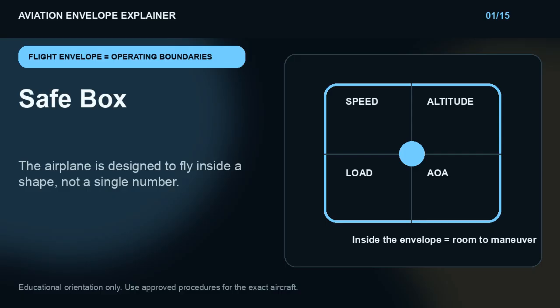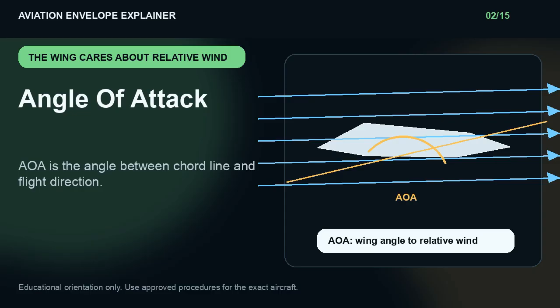The word can sound abstract. In the cockpit, it becomes very concrete. Inside the envelope, the airplane has margin. Near the edge, the airplane starts asking for respect. Outside the envelope, the pilot may have fewer options, less control authority, or no approved margin left. This video focuses on one part of that picture, the stall margin and the angle of attack envelope.